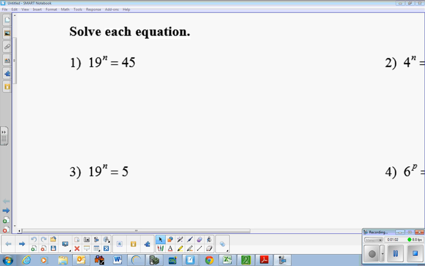Really, the only thing there is to this section is you want to know that the opposite of 19 to the something is log base 19. So what I want to do to both sides of this equation, I want to do the inverse of 19 to the n, which is log base 19. Whatever you do to the left, you do to the right. You learned that years ago.